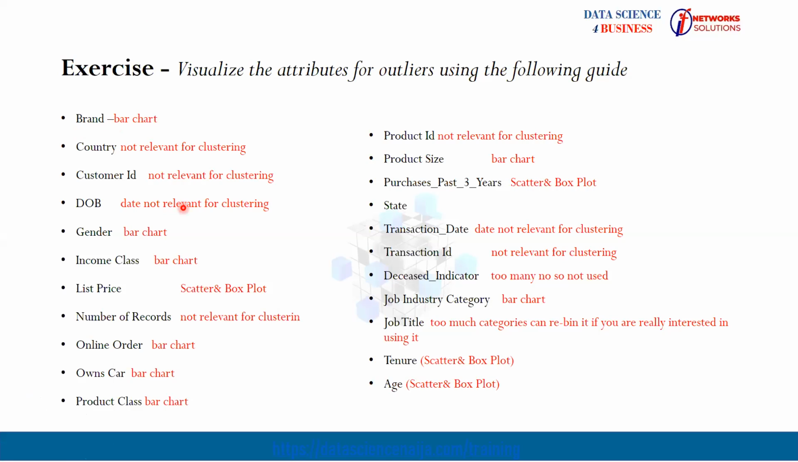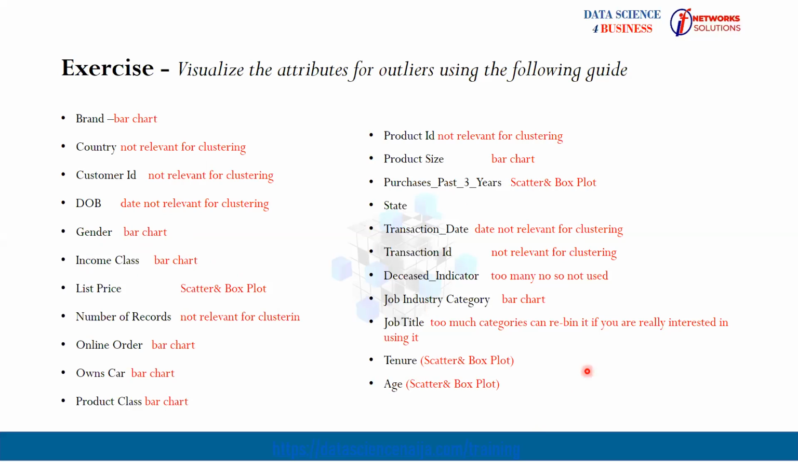For these country attributes, it's not relevant for clustering, so we're not going to be selecting them when we want to do our clustering. Customer ID not relevant, date of birth not relevant. We don't use this kind of attributes for our analysis. Then for the gender, we use the bar chart to explore that because it's categorical. For the income class, the bar chart, and so on and so forth.